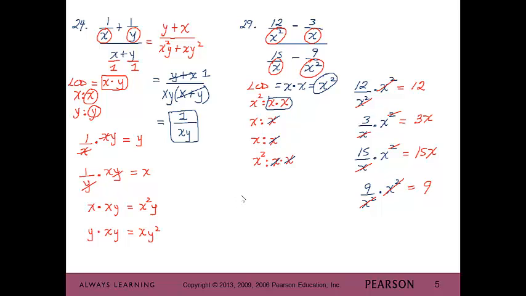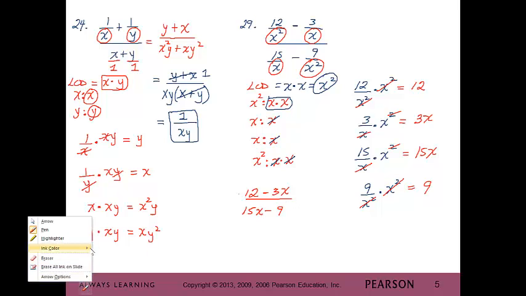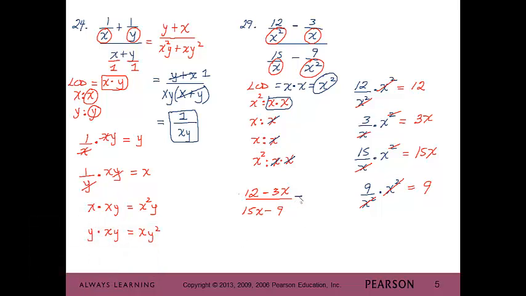So our expression will be written as 12 minus 3x all over 15x minus 9. And we can factor the numerator and the denominator. Take out a 3 in the numerator, so we'll have 4 minus x all over, take out a 3 and we'll have 5x minus 3. The 3's cancel each other out, and our final answer will be 4 minus x over 5x minus 3.